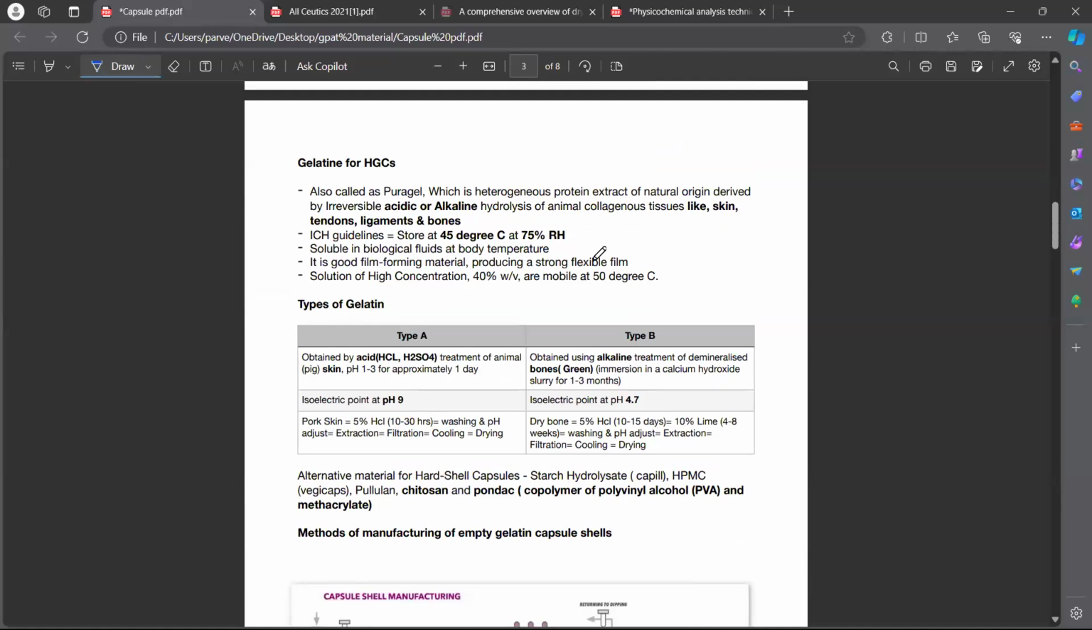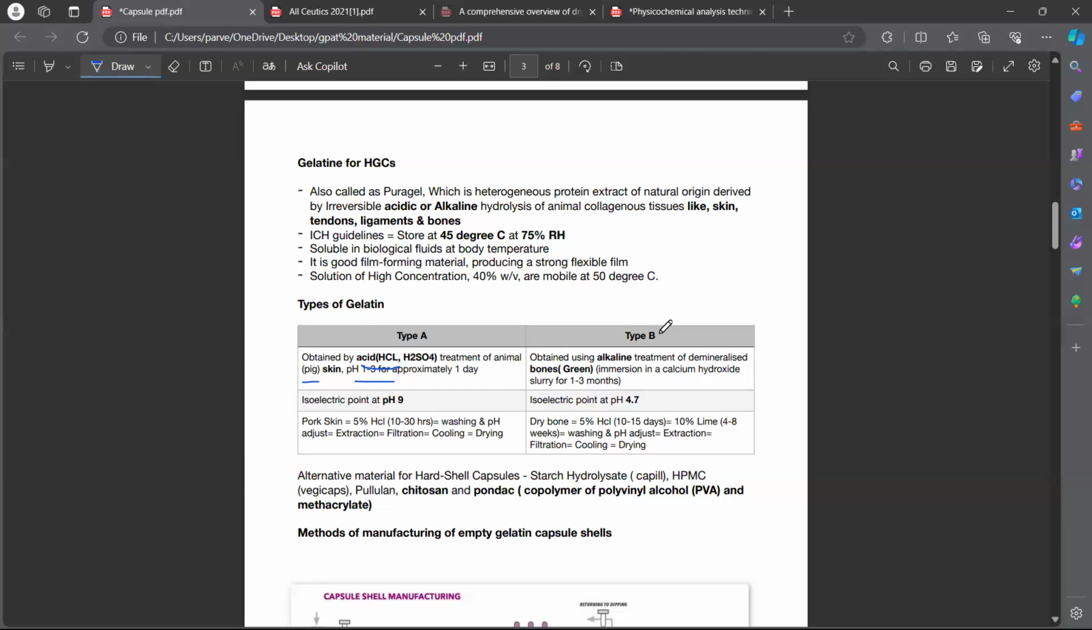While coming to the types of gelatin, generally two types of gelatin are available in the market and used for capsule preparation, known as type A gelatin and type B gelatin. Type A gelatin is obtained by the acid hydrolysis of animal skin, generally pig skin, and it has a pH of 1 to 3.